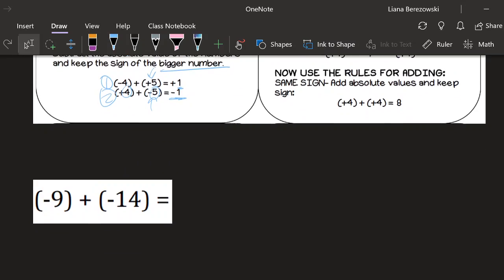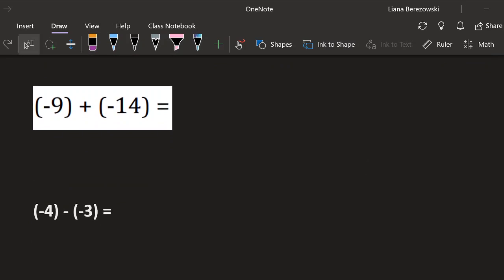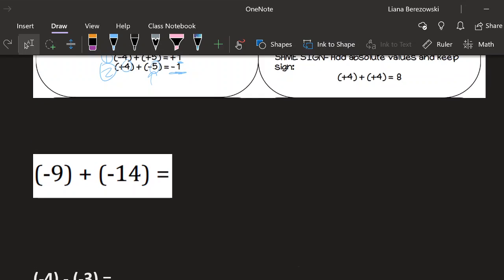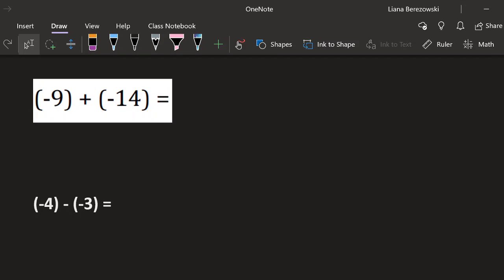Now let's just do these first two examples here because they're addition examples, and then we'll talk about subtraction. So the first problem, negative 9 plus negative 14. These are two numbers with the exact same sign. They're both negative signs, and we're adding them together. So what we do is totally ignore the negative signs for right now. We're just going to worry about that absolute value.